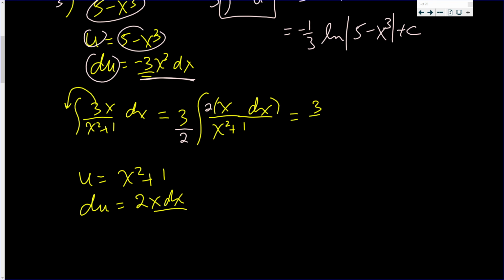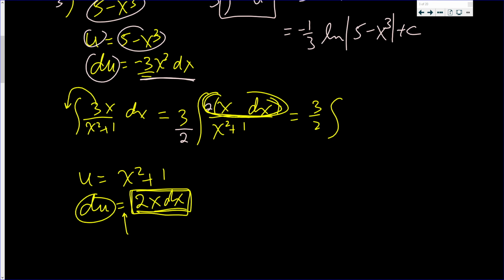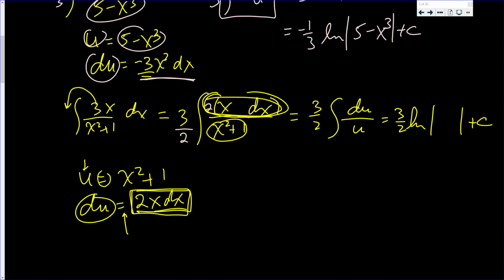So now I have 3 over 2 times the integral of, well, that's du. I know it is. These two lines tell me, whenever I see 2x dx, I can write du. And I do see 2x dx, so I write du. And in the bottom, I see x squared plus 1, well, that's u. Ooh, I know this integral. It's ln of the absolute value of u plus c. Oh, u is x squared plus 1. There it is.